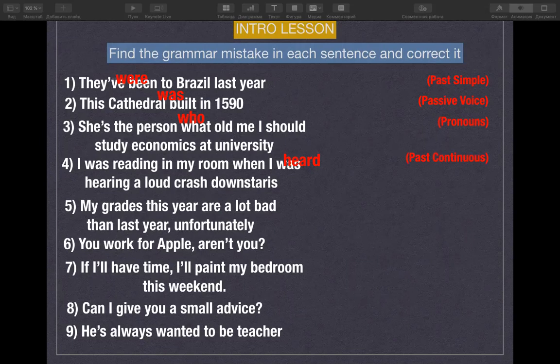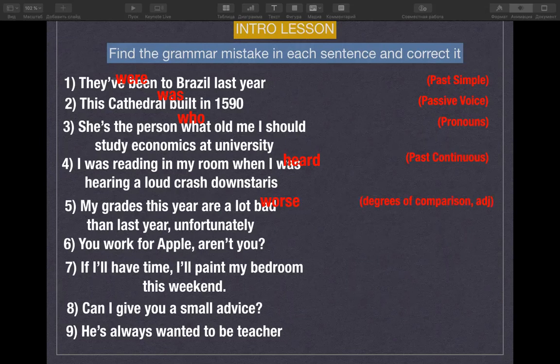The next sentence. My grades this year are a lot better than last year, unfortunately. И здесь мы забыли употребить форму worse, хуже. Здесь степени сравнения прилагательных, degrees of comparison. Хороший, лучше, самый лучший: good, better, the best; bad, worse, the worst; beautiful, more beautiful, the most beautiful; small, smaller, the smallest, and so on. So my grades this year are a lot worse than last year, unfortunately.